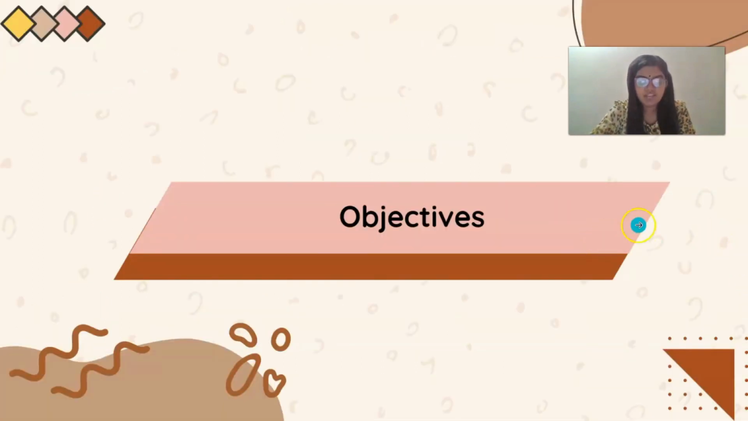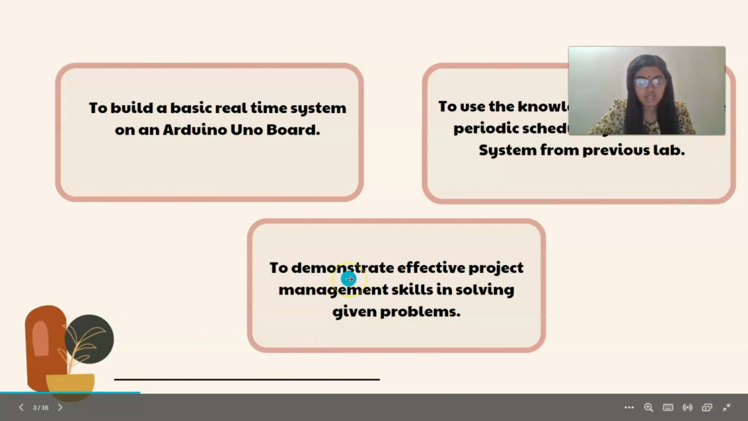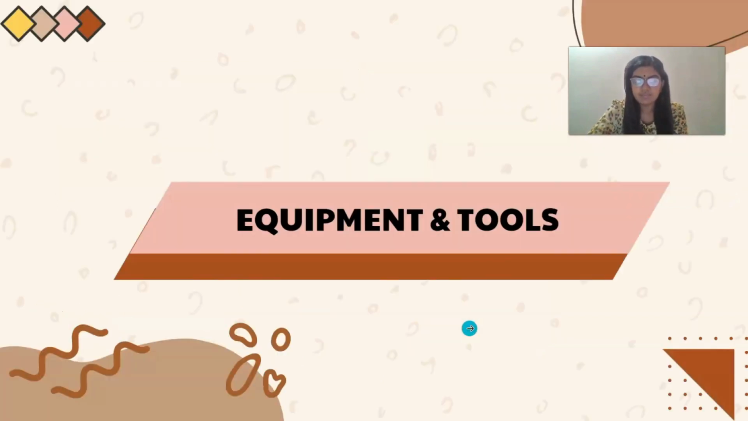For the objectives: first, to build a basic real-time system on an Arduino Uno board. Second, to use the knowledge of preemptive priority scheduling in real-time systems from the previous lab. Third, to demonstrate effective project management skills in solving given problems.